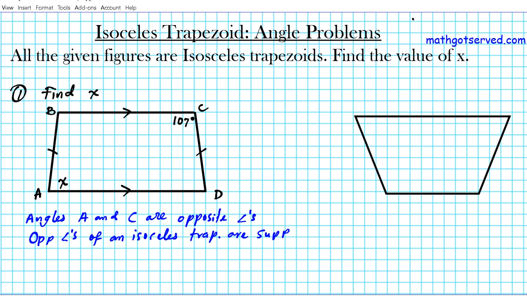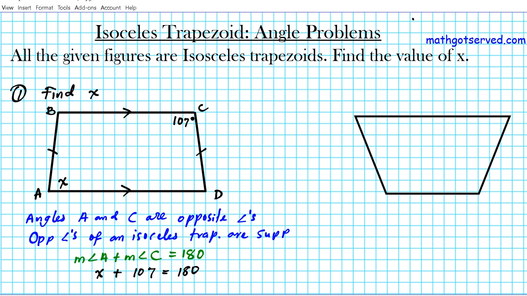So what formula can we write down given this information? The formula we can write down is that the measure of angle A plus the measure of angle C is equal to 180 degrees. Let's go ahead and substitute. The measure of angle A is x plus the measure of angle C is 107. If we add these two together, we are going to end up with 180 degrees.